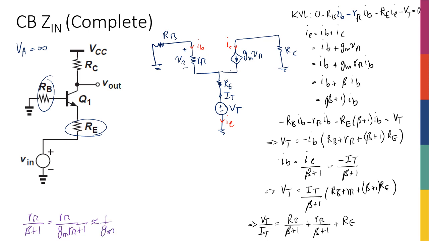So this, like the last expression, could be written as RB divided by beta plus 1 plus 1 over GM plus RE. Okay, and that's the kind of input impedance that I see. It might look a little bit complicated. You might think that, well, I'm not going to be remembering that. That's just too long for me to remember.